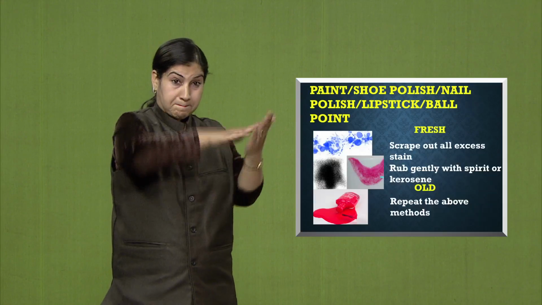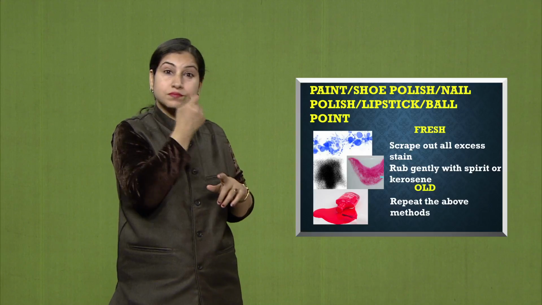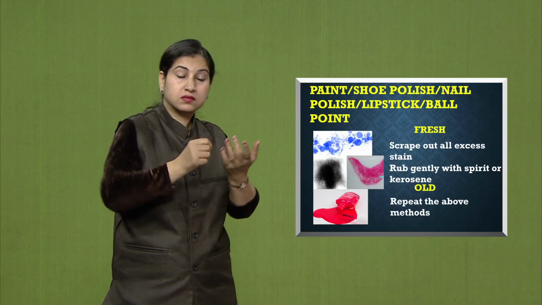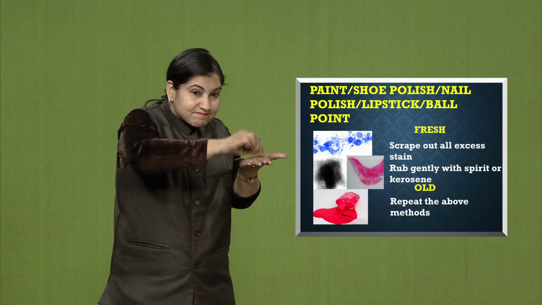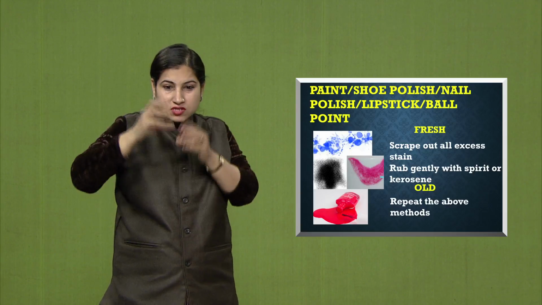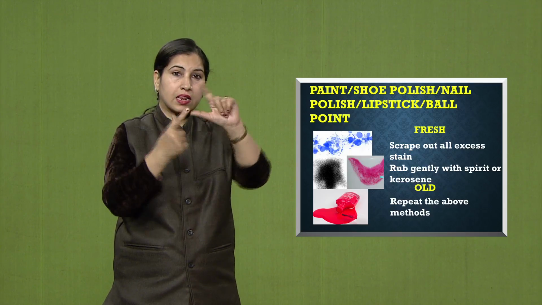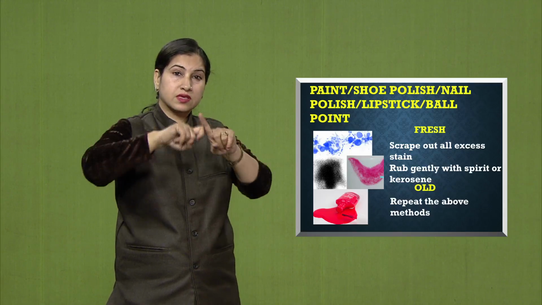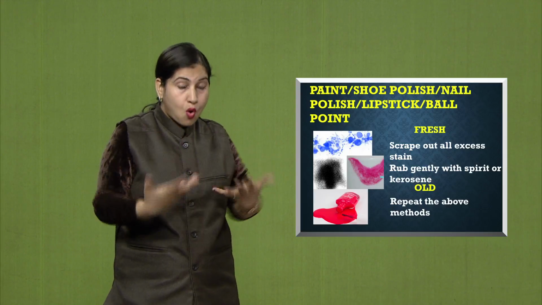For removing paint, shoe polish, nail polish, lipstick and ball pen stains, you must scrape off the excess stain and sponge gently with methylated spirit or kerosene. You should follow this method for both fresh and old stains on white and colored cotton cloths.